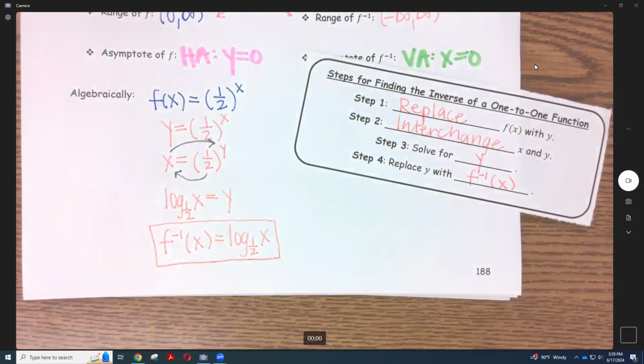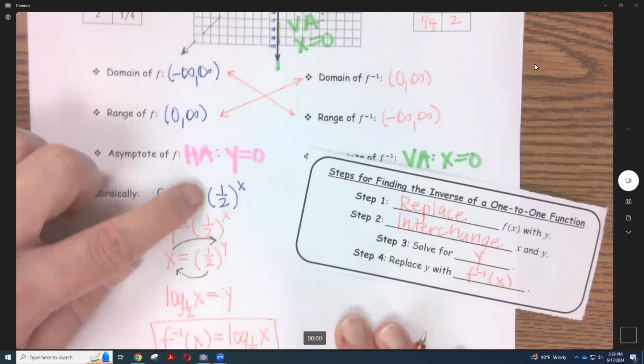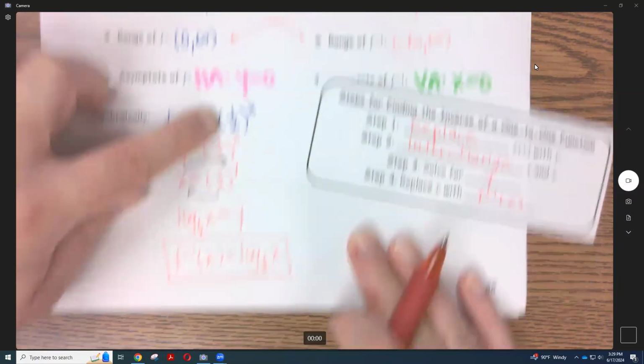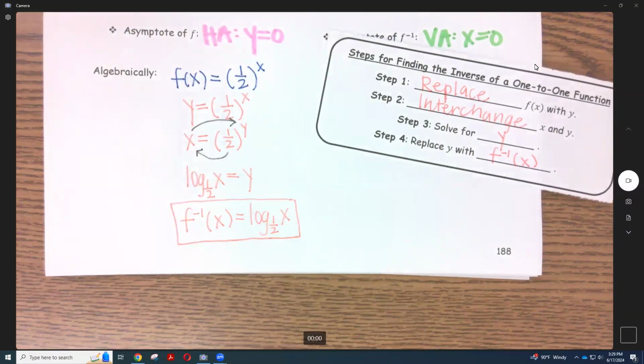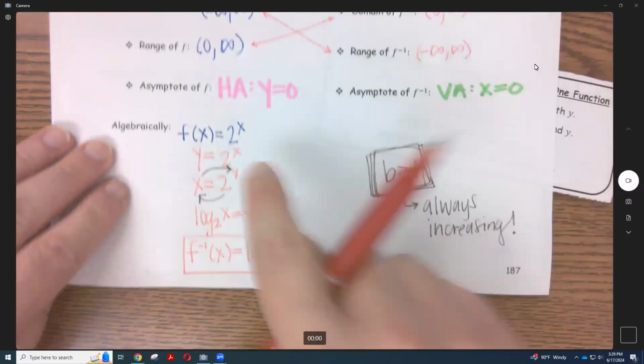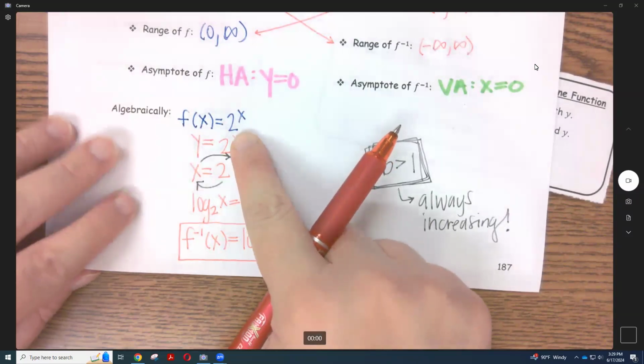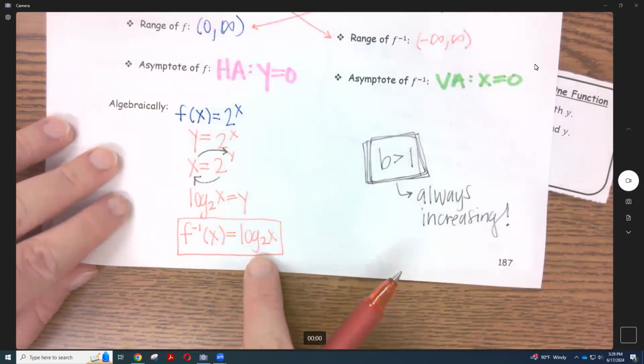So if you notice, there's definitely a correlation right here. When I have an exponential with a base of 1/2, it's a log with a base of 1/2. Last video, when I had an exponential with a base of 2, I had a log with a base of 2.